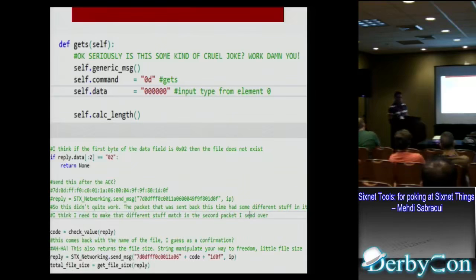I don't know if you guys can see it back there. Down here, that series of hexadecimal characters, that is what a Sixnet packet looks like. It's all embedded in the data field of the UDP packet. So I was tearing my hair out trying to figure out what all those numbers mean.